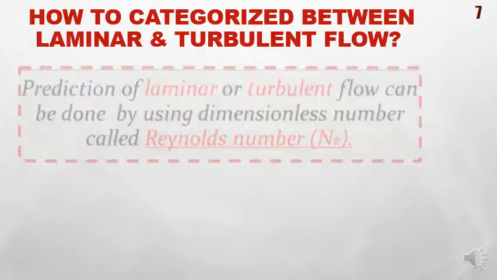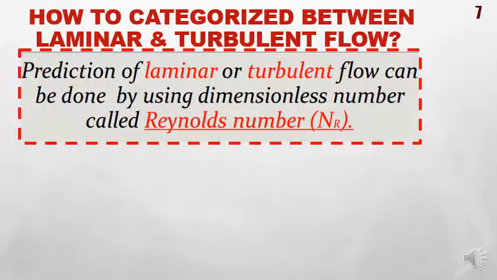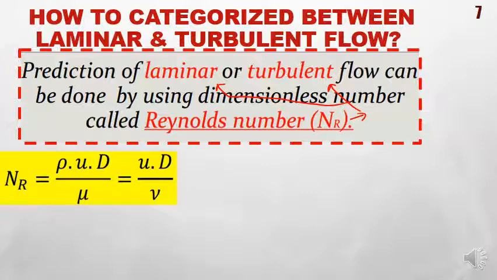As I mentioned just now, the prediction of laminar and turbulent flow can be done by using the Reynolds number. In other words, based on the Reynolds number, you will know whether it is turbulent or laminar. So this is the formula to calculate the Reynolds number: rho times velocity u and the diameter of the pipe, divided by the dynamic viscosity.